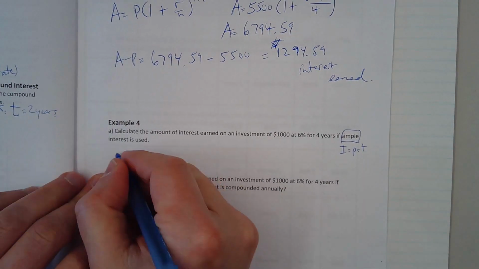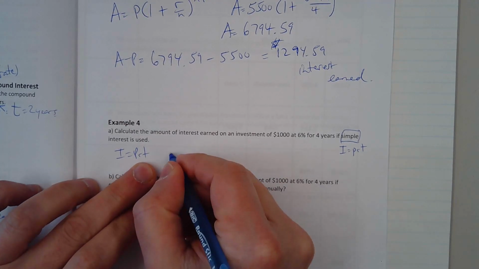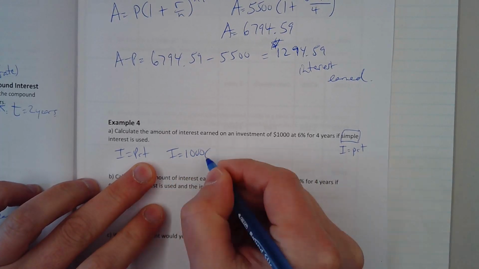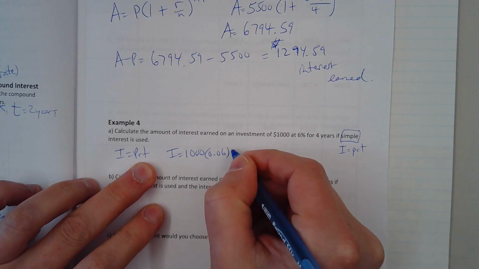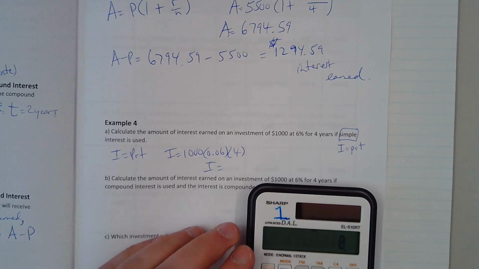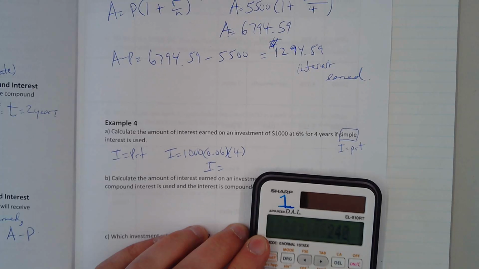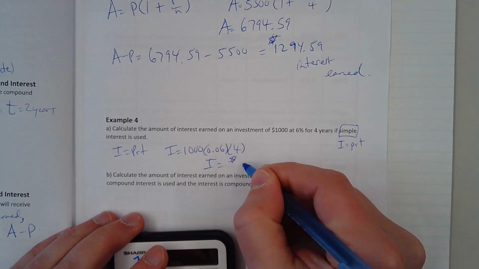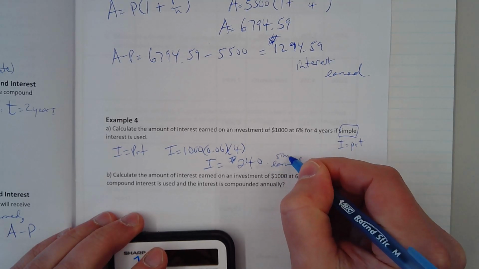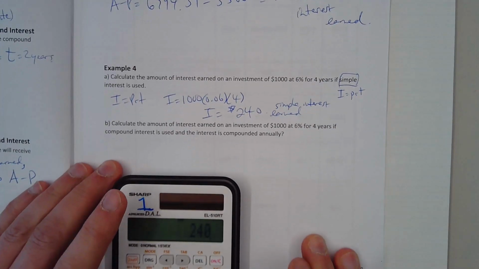So this one, I would just go I equals PRT, like we did a couple assignments ago. It would be 1,000 multiplied by 0.06 times 4. I can just punch that in. And the simple interest earned on that investment would be $240.